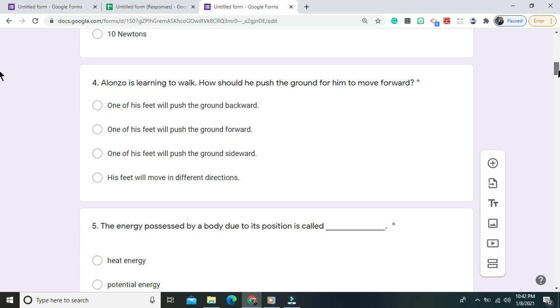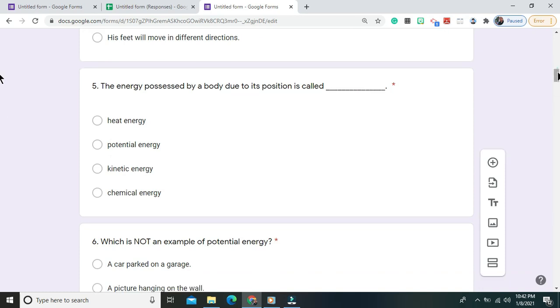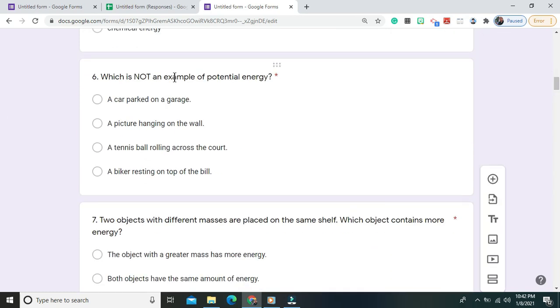Number 4. Alonso is learning to walk. How should he push the ground for him to move forward? The correct answer is one of his feet will push the ground backward. Number 5. The energy possessed by a body due to its position is called potential energy. Number 6. Which is not an example of potential energy? The correct answer is a tennis ball rolling across the court.